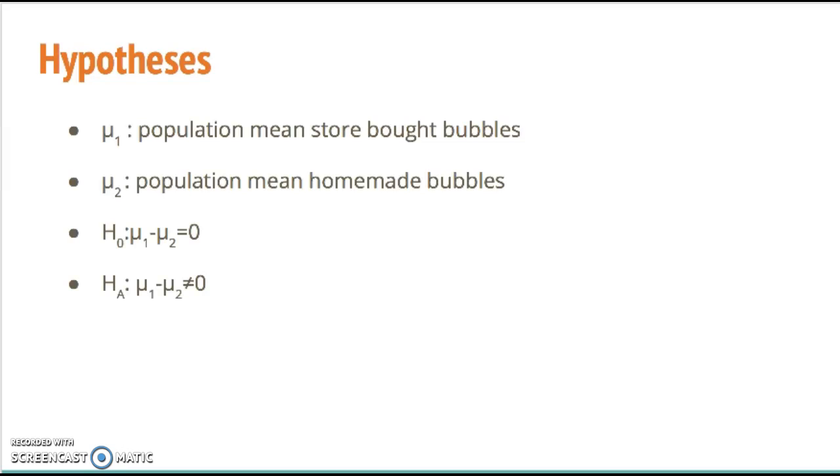For our hypotheses, we let mu1 equal the population mean for the store-bought bubbles, and mu2 equal the population mean for the homemade bubbles. Because our experiment was a two-independent sample, our null hypothesis was mu1 minus mu2 equals 0, and our alternative hypothesis was mu1 minus mu2 does not equal 0. Basically, our null hypothesis says that the store-bought bubbles and homemade bubbles produce the same number of bubbles per blow, while the alternative says that they don't produce the same number of bubbles per blow.